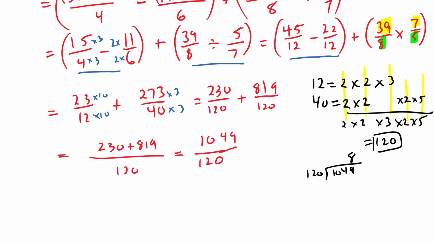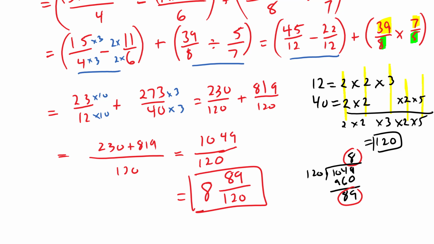I'm going to guess 8. 8 times 0, 8 times 2 is 16. Carry the 1. That's going to be 9. 9. Bring that over. 89. So here we get a whole number is 8. Denominator remains the same. And the remainder here is what's left over. Can we simplify that down at all? We cannot. That is now the final answer.